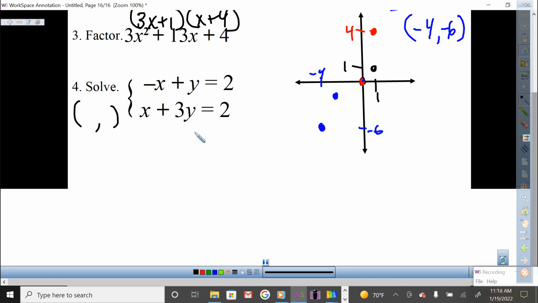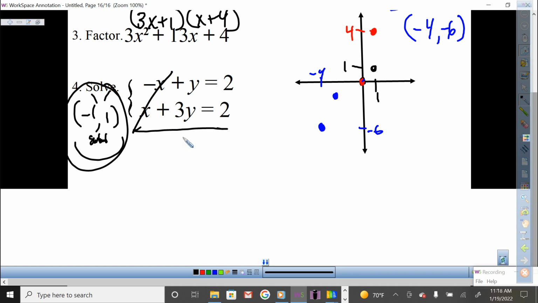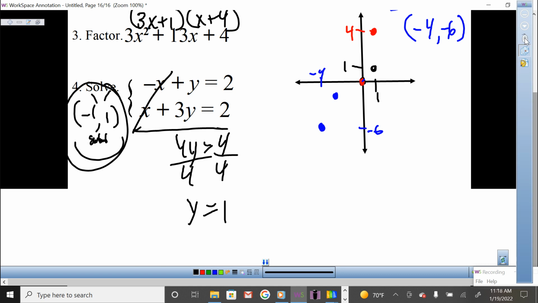Number 4. Carlos, what did you get for number 4? Negative 1, 1. Hands, have you got that as a solution? That is correct. So, how do we get that? You can use elimination, yeah? This becomes 4y equals 4, divide by 4. Y equals 1, substitute that in there, you get negative 1 for x.